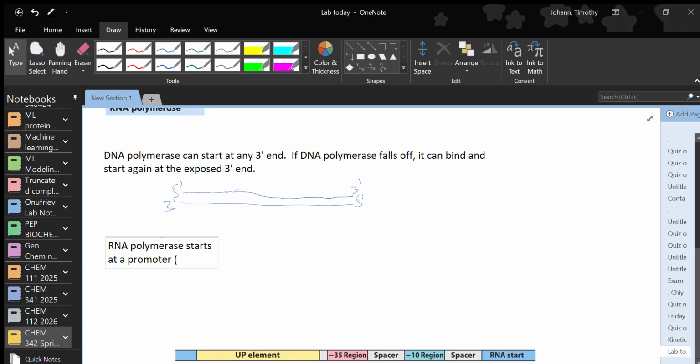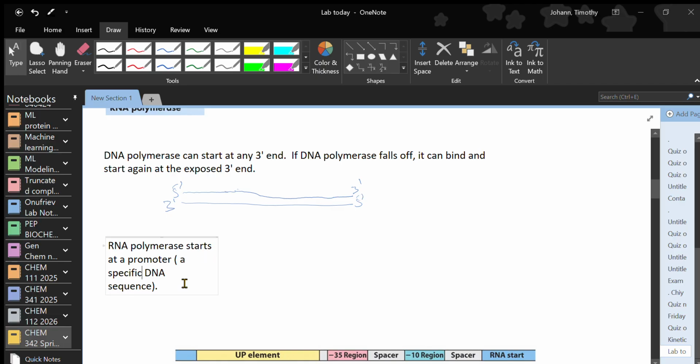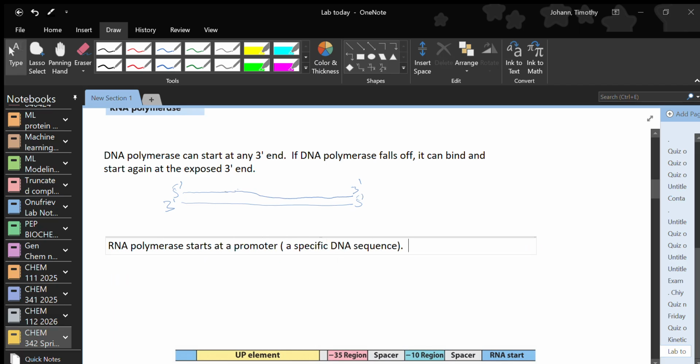Okay, I'm just going to say a special DNA sequence. I guess I could say a specific DNA sequence. Let's say that instead. All right, and that's the only place it can start. There may be several different sequences, but they're not common. They're at the beginning of genes. They're not in the middle of genes. Okay, things like that. So what happens if RNA polymerase falls off early?